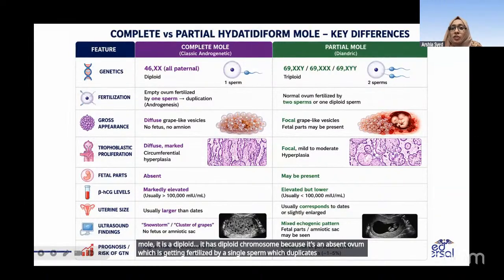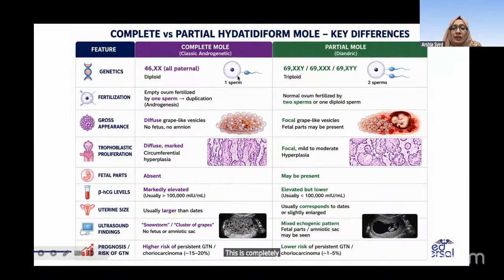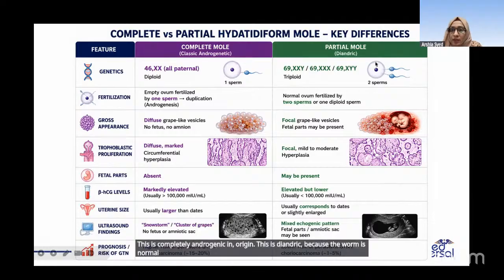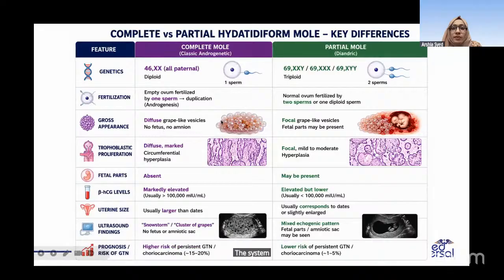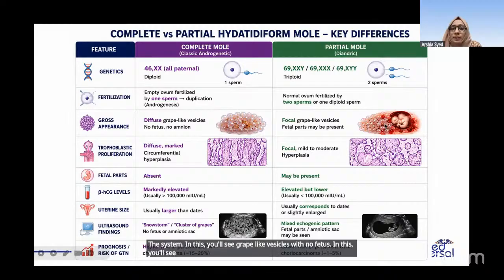Here in partial, this is completely androgenic in origin. This is diandric because the ovum is normal. The chromosome material is seen in the ovum and it's fertilized by two sperms. So it is diandric in origin. In complete mole, you'll see grape-like vesicles with no fetus. In partial mole, there'll be partially grape-like vesicles, but the fetus will be present.